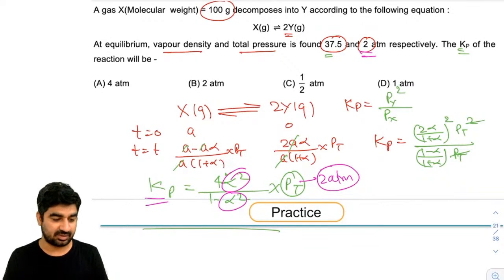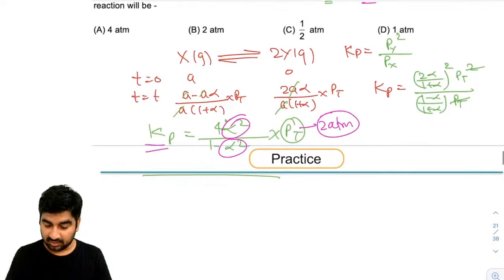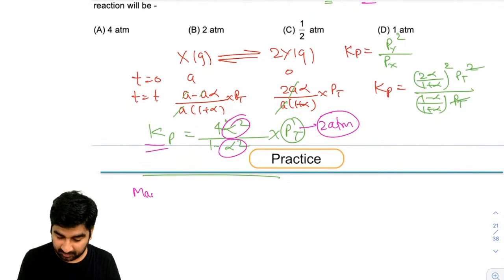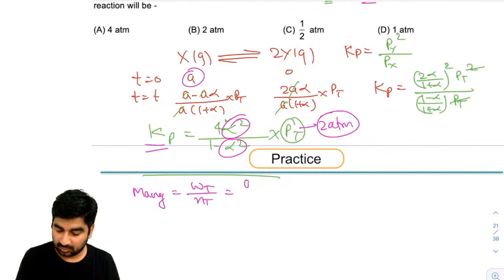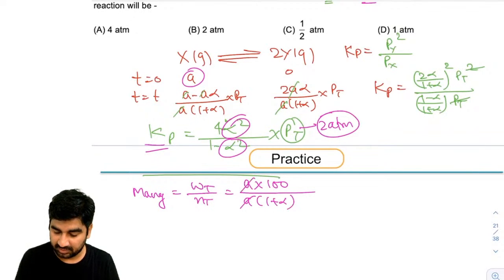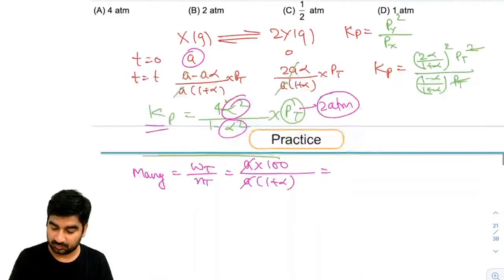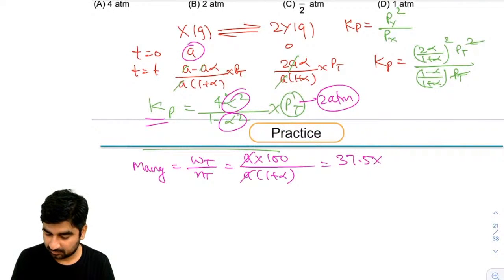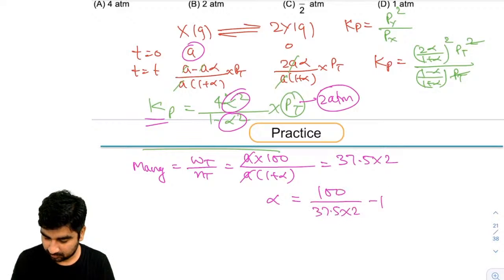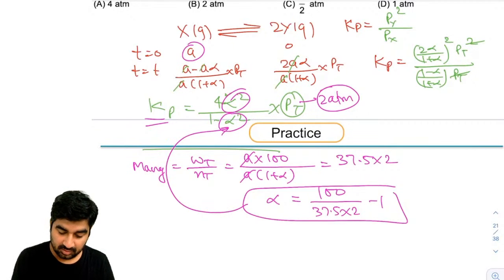So how can I determine that? So alpha you can determine from the M average. It will be total weight upon N total. So A moles, A into 100, N total will be A into 1 plus alpha. A will get cancelled out. So what is M average here? 37.5 into 2. So from here you can calculate alpha and put the alpha here. You will be getting Kp.